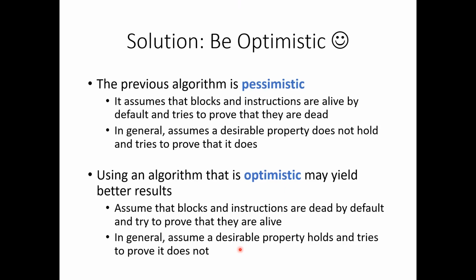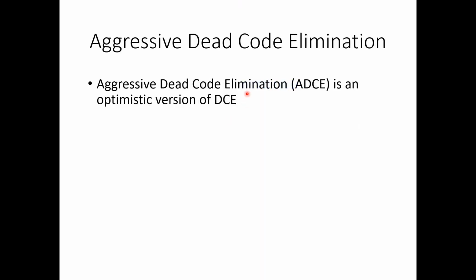Okay, so dead code elimination was a pessimistic algorithm, and we have an optimistic version of dead code elimination, and this is called aggressive dead code elimination, or ADCE. Aggressive dead code elimination is a variant of dead code elimination that is optimistic. It assumes that everything is dead and then tries to prove what is alive. So how does aggressive dead code elimination work? I'm going to show you the pseudocode, and then I'll show you an example for it.